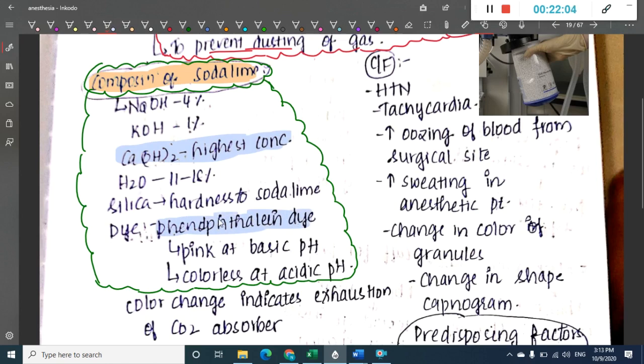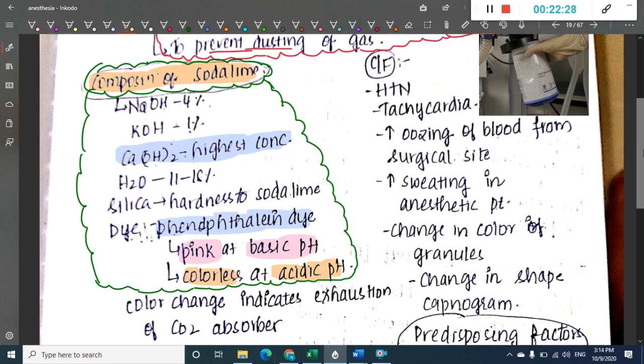The dye used in soda lime is phenolphthalein dye, and as a result, whenever there is basic pH, this is seen as pink in color, and it becomes colorless at acidic pH. So phenolphthalein dye will be pink in basic pH and colorless in acidic pH.